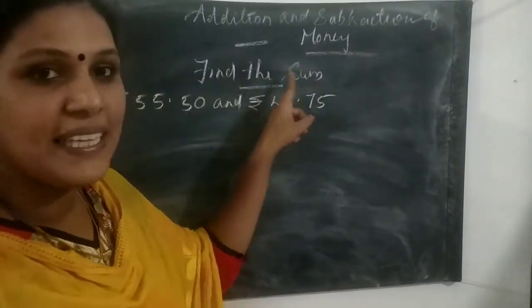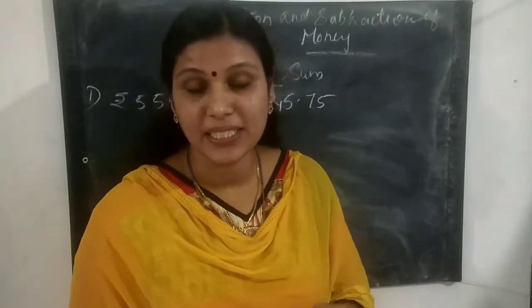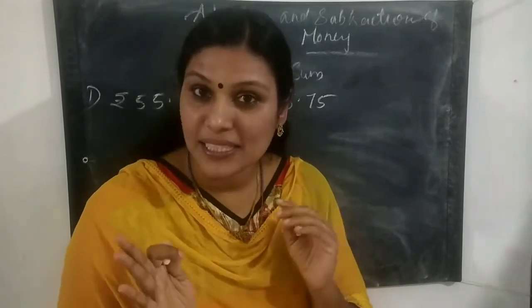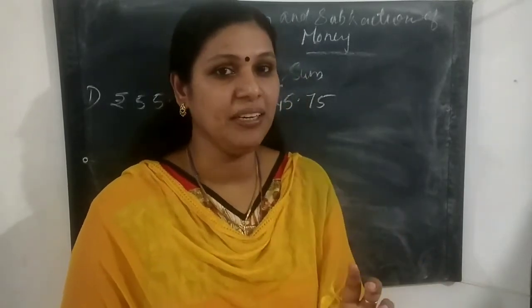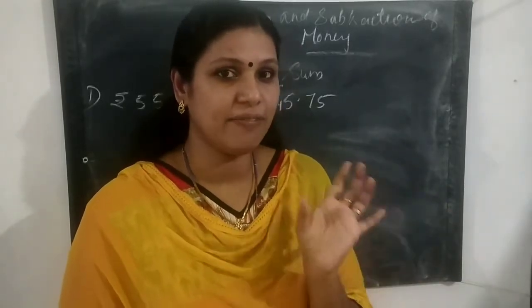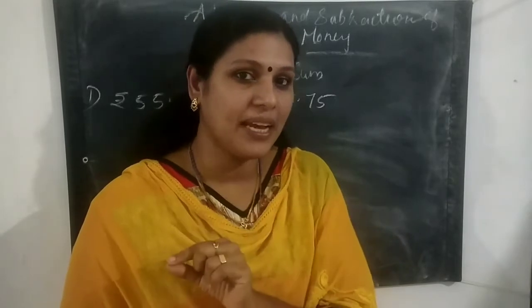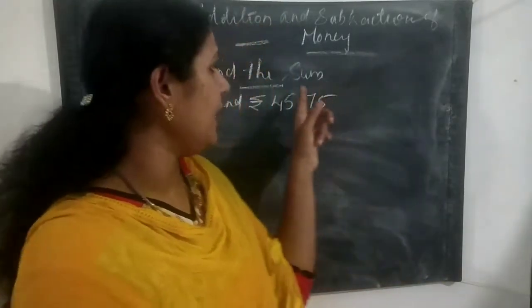First, we find the sum. Sum means the result we get through addition. That is known as sum. And the result we get from subtraction is known as difference. Sum is addition. The result we get from addition is sum. Difference, the result we get from subtraction. That is difference. Okay.